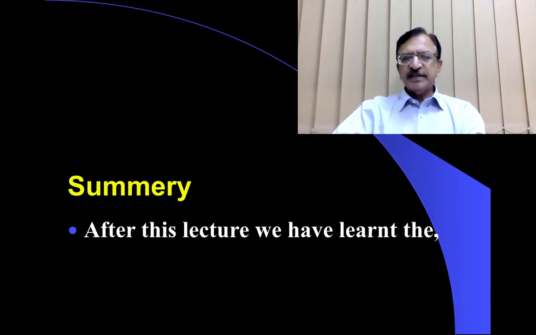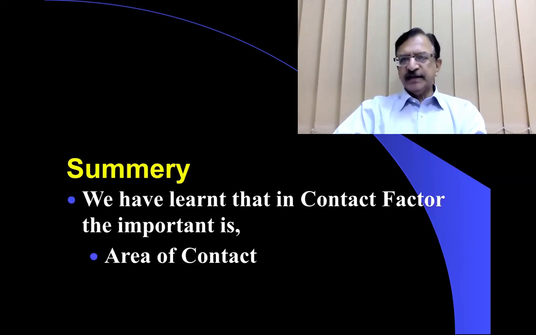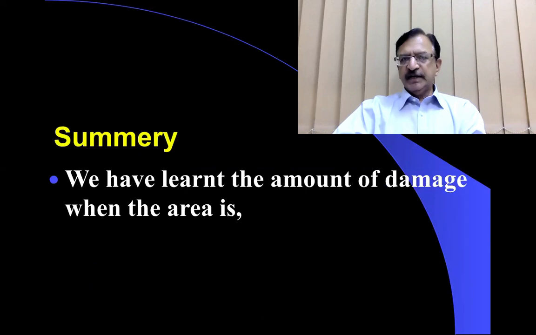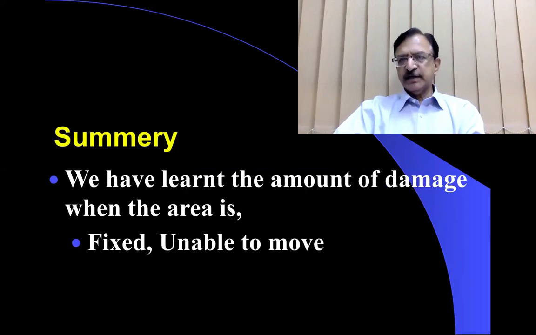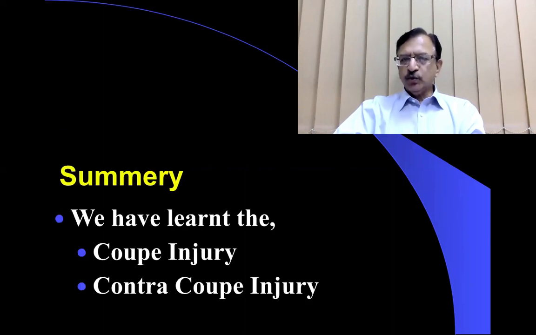So the summary of this lecture is that we have learned what is the role of the contact area, the tissue where the force is being struck. And we have also learned that the area of contact is important, whether it is soft tissue or hard tissue, and what is the target area and what is the role of movement of a target. Then we have also learned what amount of damage will occur when the body is fixed, unable to move, and when it is free to move. We have also learned the point of maximum concentration of the force in coup and contra-coup injury.